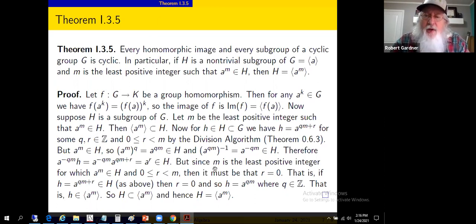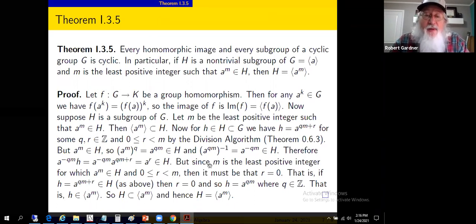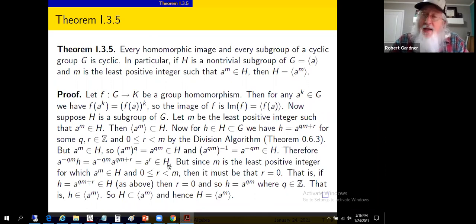But wait, M was the least positive integer for which A to the M was in H. R was between 0 and M. It can't be positive because M was the least positive exponent of A that gave us an element of H. That's how M was chosen. So it must be that R equals 0. Some similar arguments appear in these proofs.